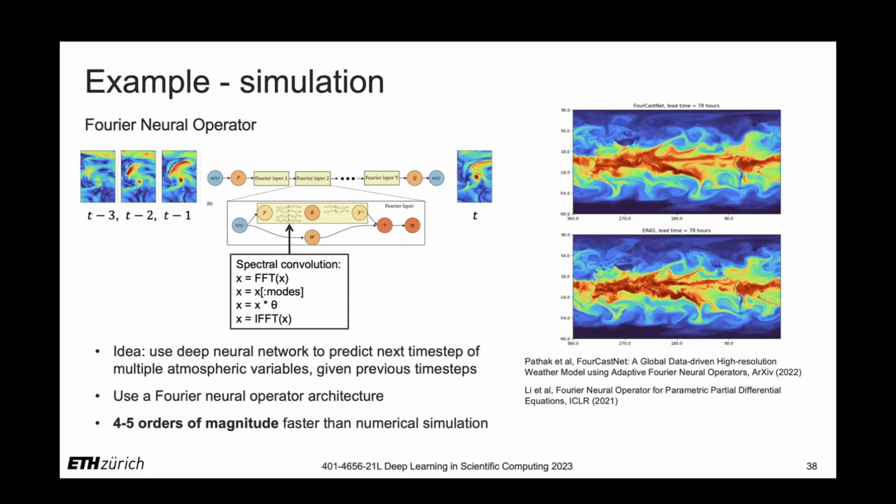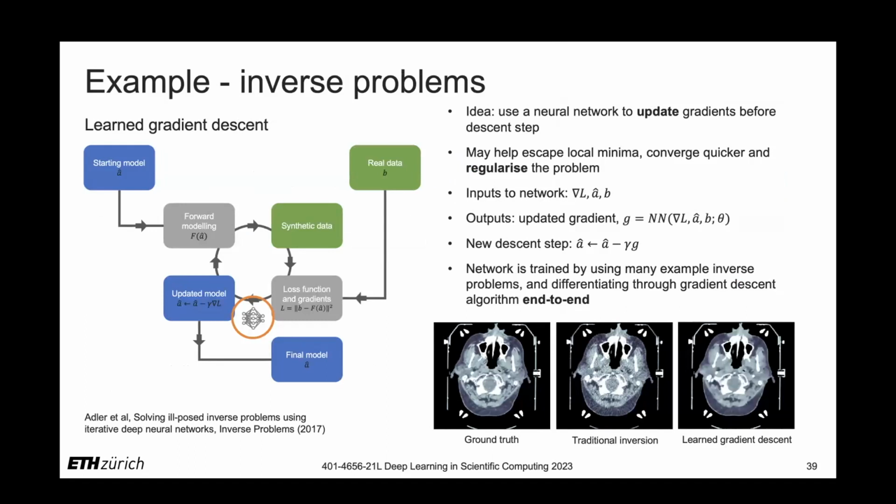So inverse problems, let's talk about how we would put deep learning into an inverse problem. So one really cool idea is called learned gradient descent. So I showed this gradient descent method before. Actually, you can put a neural network into any part of this algorithm and try to improve it with the neural network. So one place that you can put it is right in the middle here, just before we update our model with the gradient descent direction.